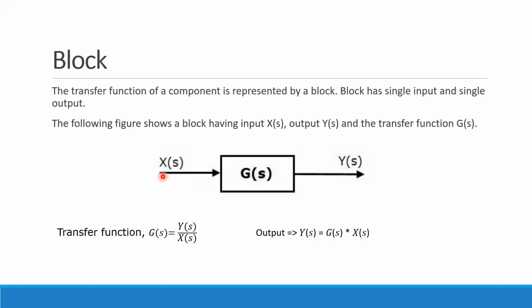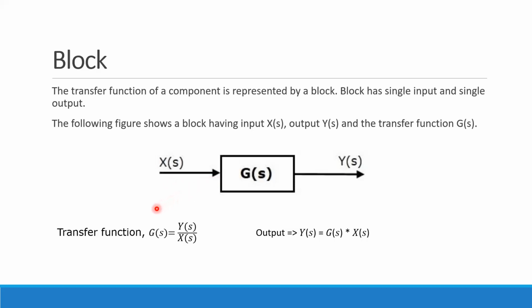Suppose this is the single input X of S. Sometimes we use X of S, sometimes R of S, and sometimes R of T or X of T. Whenever we use T, it is in the time domain, and whenever we use S, it is a Laplace transform of that function. So do not get confused. We will just use input and output.